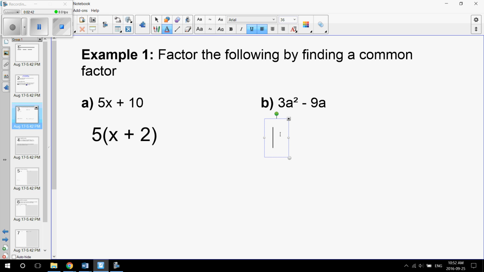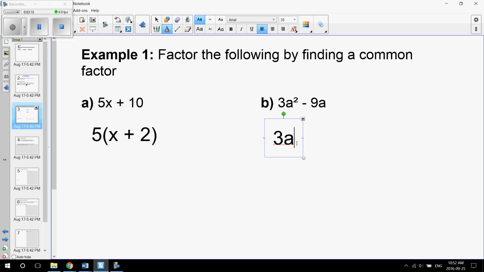What is the biggest number and or variable that we can take out of this expression? Hopefully you see that out of both of the numbers, let's start with them, both of the numbers, we can factor out a 3. We can divide out a 3 out of both of those numbers. But there's also something else that we can take out. Notice that there is an a in both of these expressions, so we can also factor out an a as well. So the biggest number and variable that we can factor out is 3a.